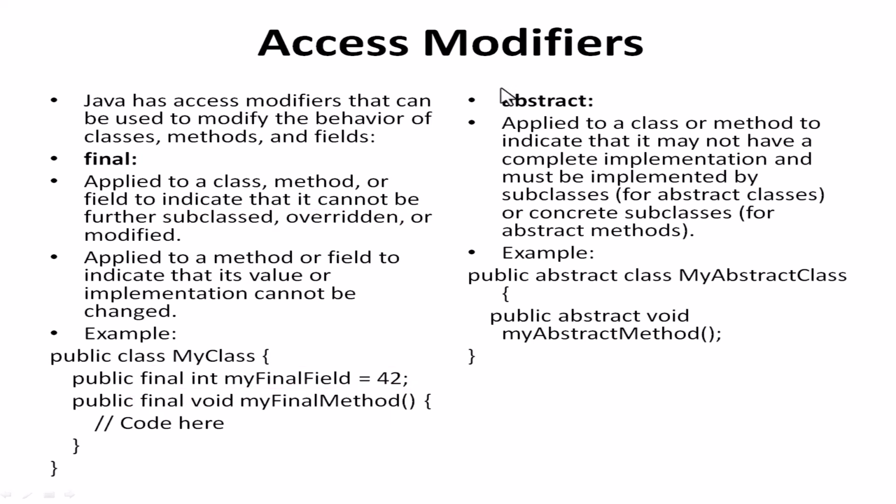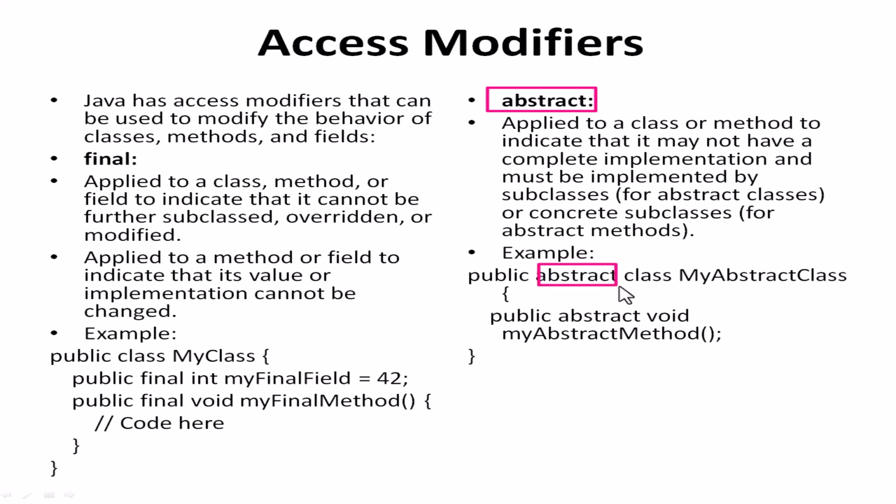Next, abstract is applied to a class or method to indicate that it may not have a complete implementation and it must be implemented by subclasses. Here the declaration part you define in the abstract method, and it must be implemented by the subclasses. For example, a parent has laid a foundation and the child has to complete the building. In such a manner you use abstract methods.